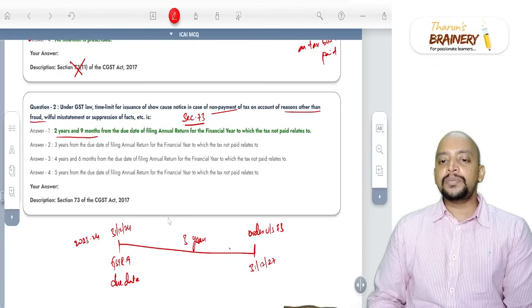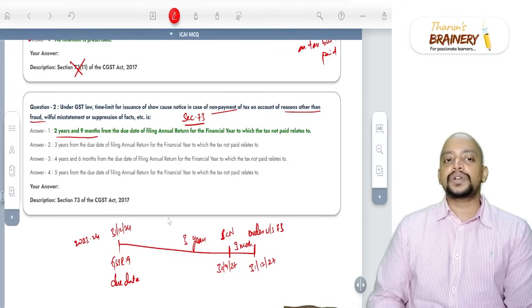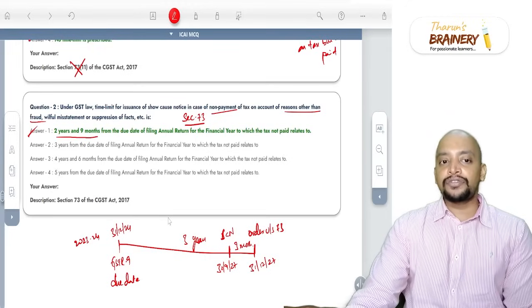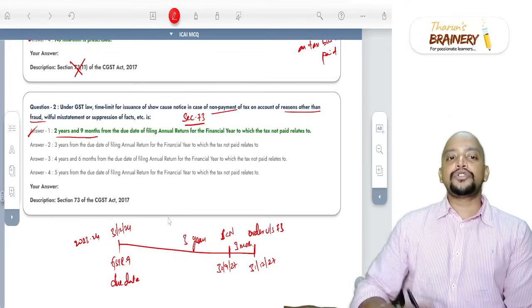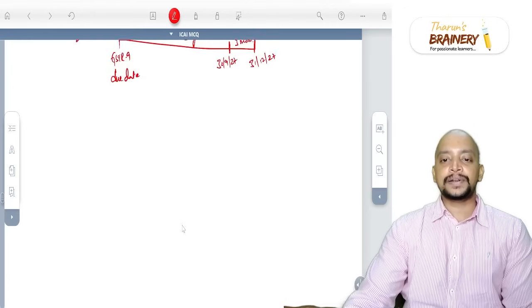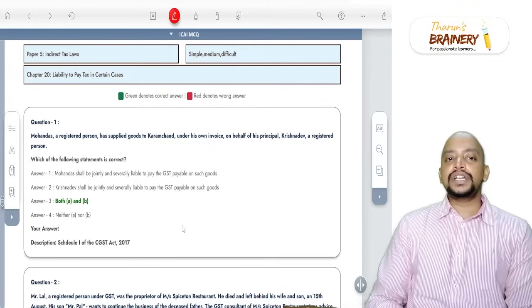And at least 3 months before, the show cause notice is to be given, that is 30/9/2027. So 3 years minus 3 months, that is what 2 years and 9 months should be taken. If it is 74, it will be 5 years minus 6 months. So 4 years, 6 months will be taken as the answer. Then next, chapter 20, liability to pay tax in certain cases.